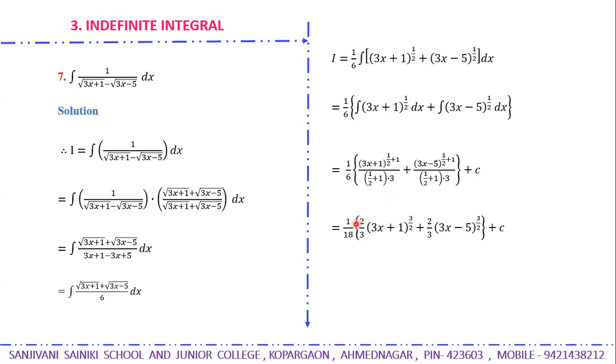What do you get? 1 upon 6 times 2 by 3, (3x plus 1) raised to 3 by 2, plus 2 upon 3 times (3x minus 5) raised to 3 by 2 plus c. So 1 upon 9 into (3x plus 1) raised to 3 by 2 plus (3x minus 5) raised to 3 by 2 plus c.